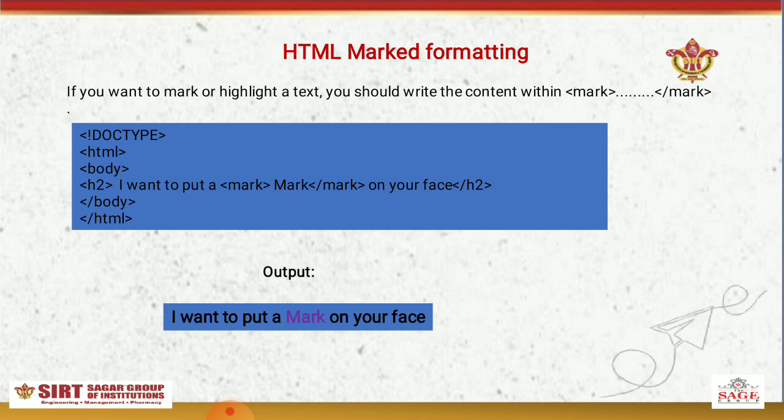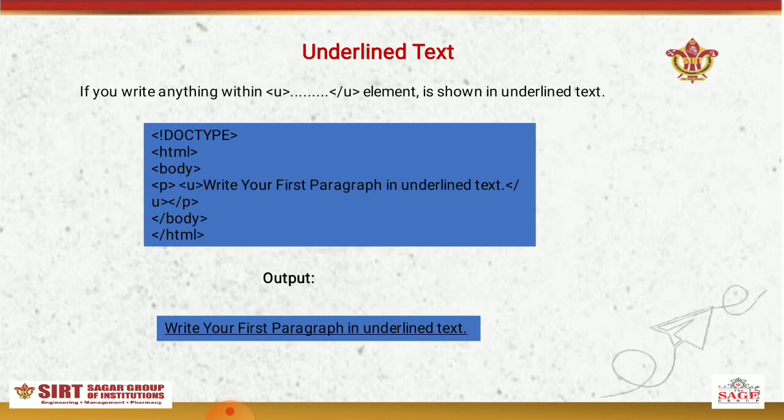HTML mark formatting. If you want to mark or highlight a text, you should write the content with the mark tag. This is our example. HTML starts, body section starts, H1 is a heading, H2 is a heading. I want to put a mark, that format is mark. Then the mark tag is closed, then H2 close, body section close, and HTML close. This is our output.